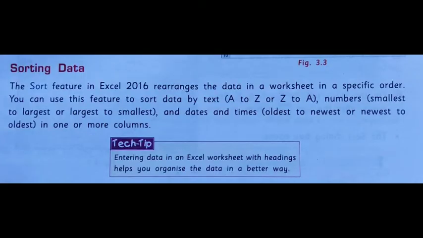Sorting data. The sort feature in Excel 2016 rearranges the data in a worksheet in a specific order. You can use this feature to sort data by text, A to Z or Z to A, numbers, smallest to largest or largest to smallest, and dates and times, oldest to newest or newest to oldest, in one or more columns.